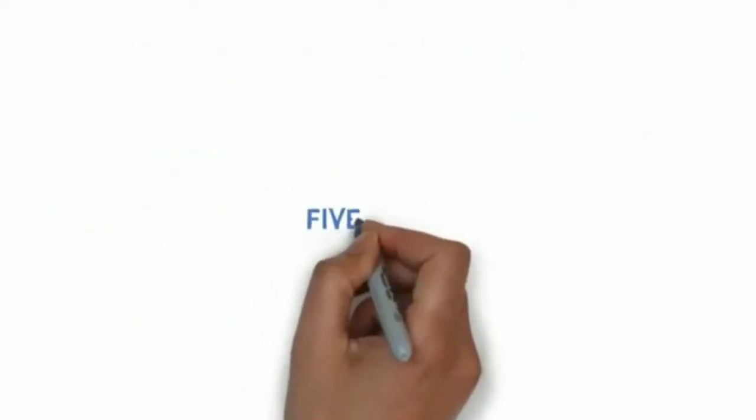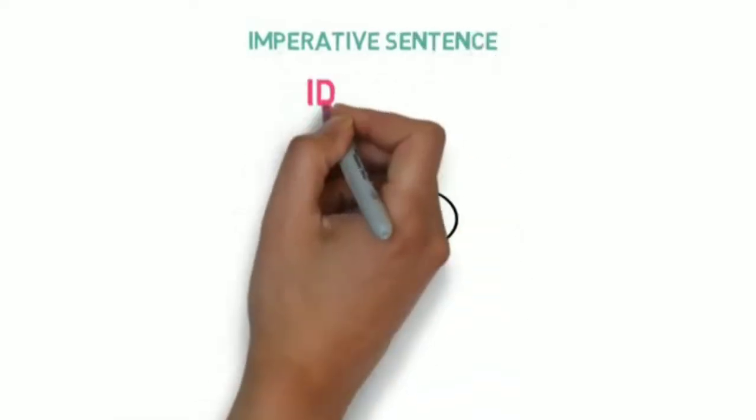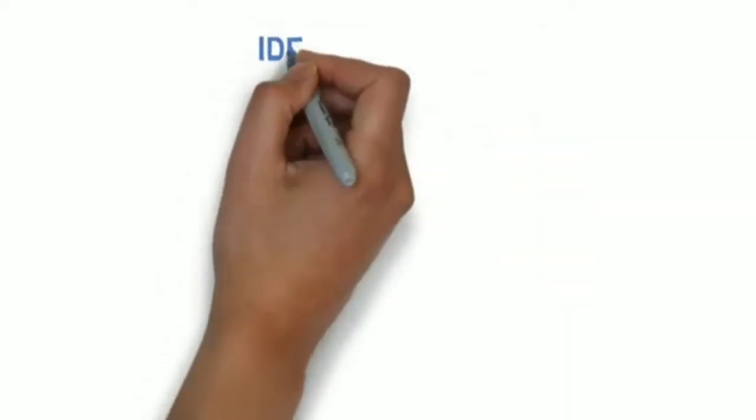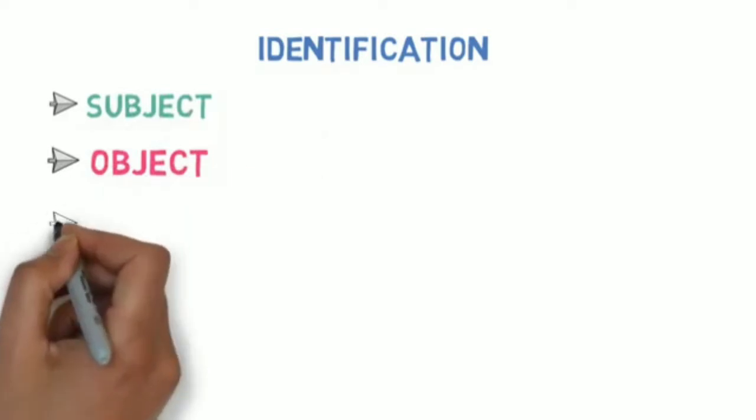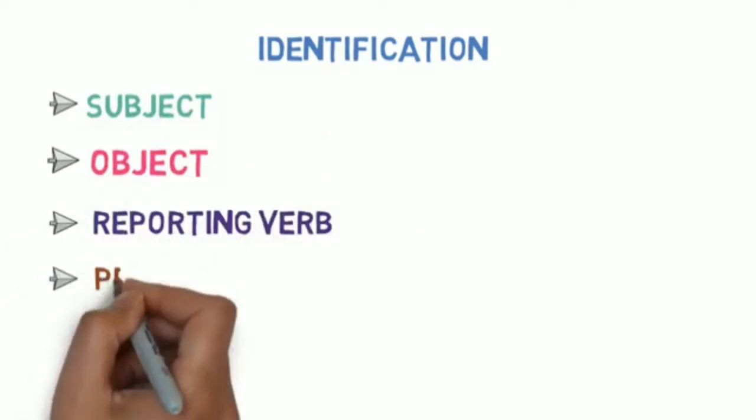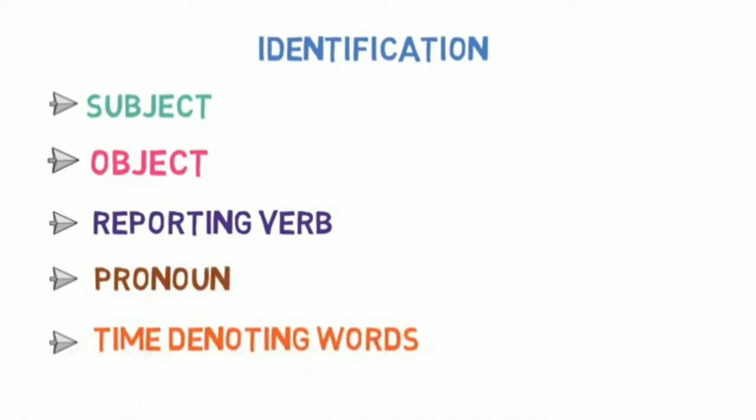Now, let's understand the steps to convert a speech from direct to indirect in case of an imperative sentence. Step number 1 is to identify. In the identification process, we need to identify the subject, object, reporting verb, pronouns in the reported speech, and time denoting words if any.